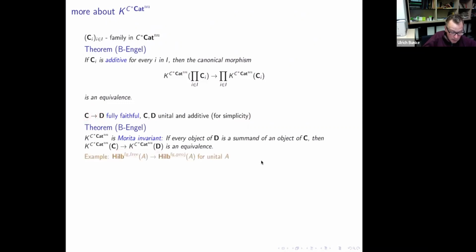A typical example here is the inclusion of finitely generated free Hilbert modules over A into finitely generated projective Hilbert modules over A, for unital A. This is an example which satisfies this assumption. And if you want, you could also include A into this. This would also be a Morita equivalence. But of course here A is not additive, so then I would have to give a different statement. But also this inclusion induces an equivalence.